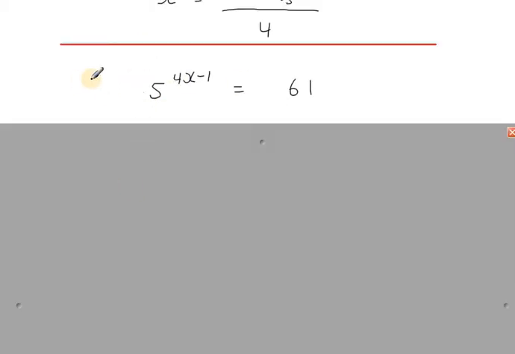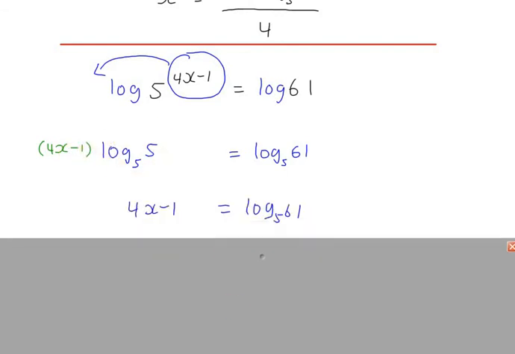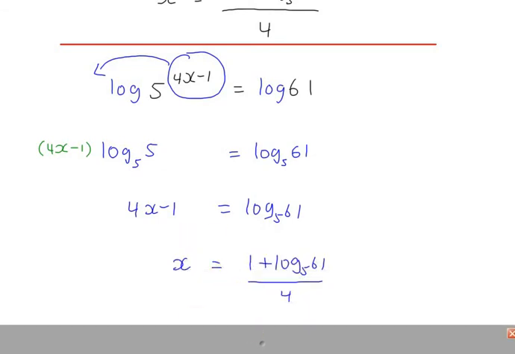The alternative is to take logs on each side. So I need to write log once on each side. And this 4x minus 1 is a power. It can move to the front. And the base that I've chosen for my logs could be base 10. Base 5 would be a good one to use as well, because I already have a base 5. So if I stick with base 5, it will help simplify, because I know the value of this is 1, so now I have 4x minus 1 times 1. Add 1, divide by 4, same as before.